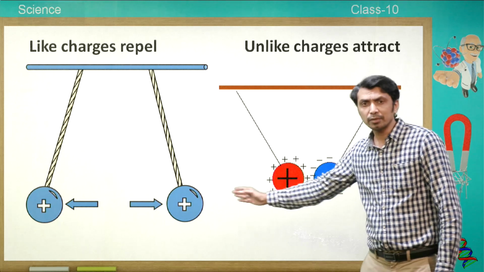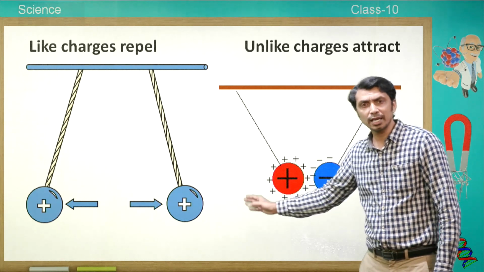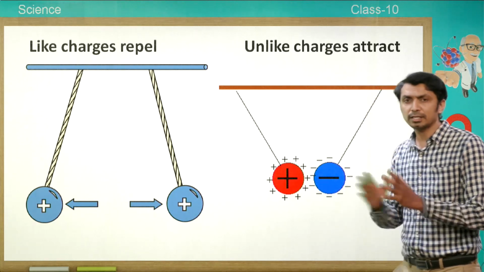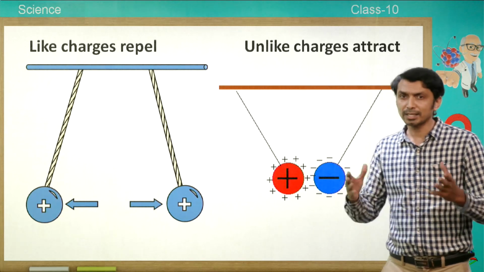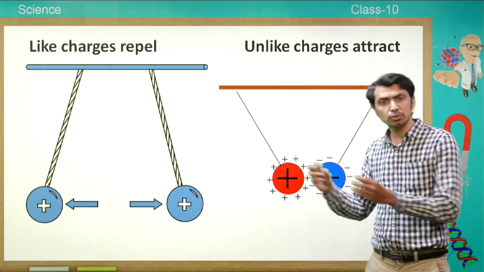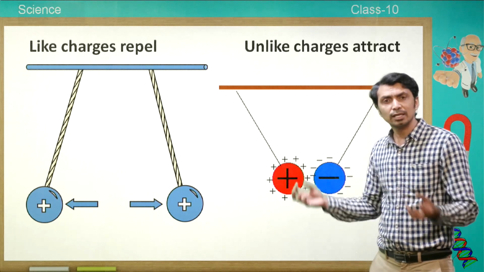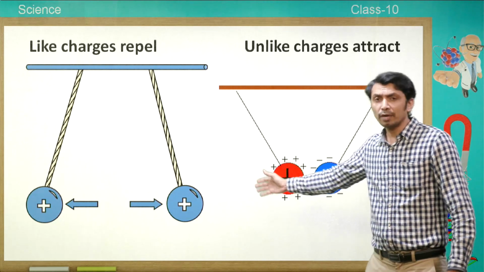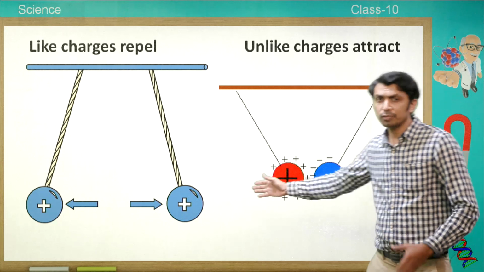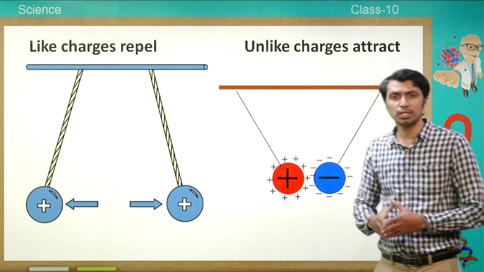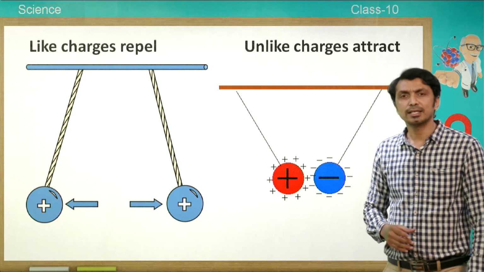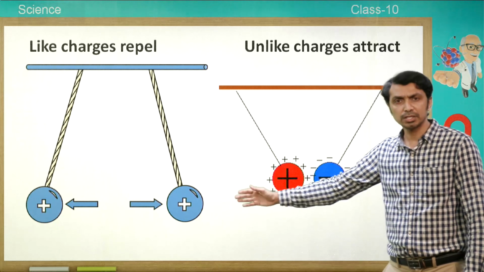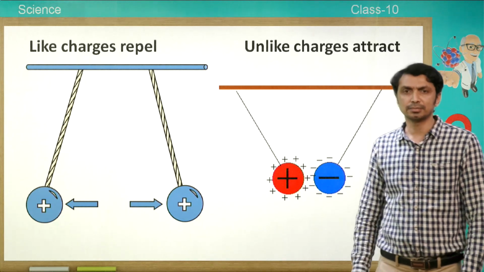So what will happen when the charges are like charges? Yes, they repel, and when the charges are unlike, they attract. I think all of you have seen in magnets also that when you bring a north pole near to a north pole, it will repel, or south pole to south pole, then also it will repel. In the same way, I will ask you a question here. What will happen if you put two minus charges near to each other? Yes, I am sure you are answering correctly, that again they will repel. So like charges repel each other, and unlike charges attract each other.